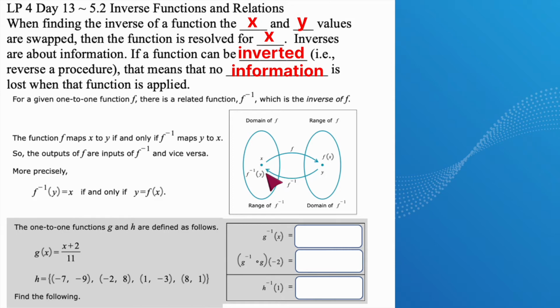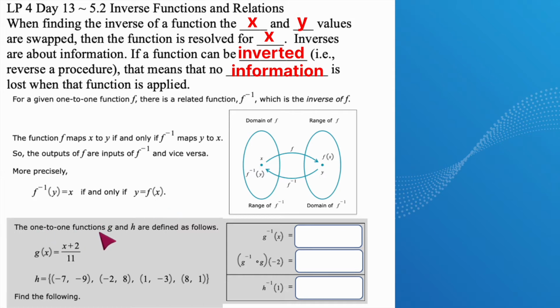So we have these two pieces. Again, the outputs of f, the original function, are the inputs of the inverse function. I know that's an interesting wording. More precisely, we have the inverse of f of y equals x if and only if y equals the function f of x. All right, that's a whole lot of math verbiage. Let's go ahead and see how this works.